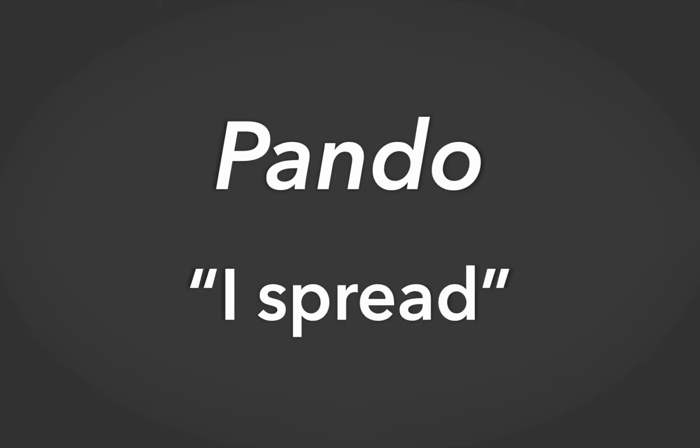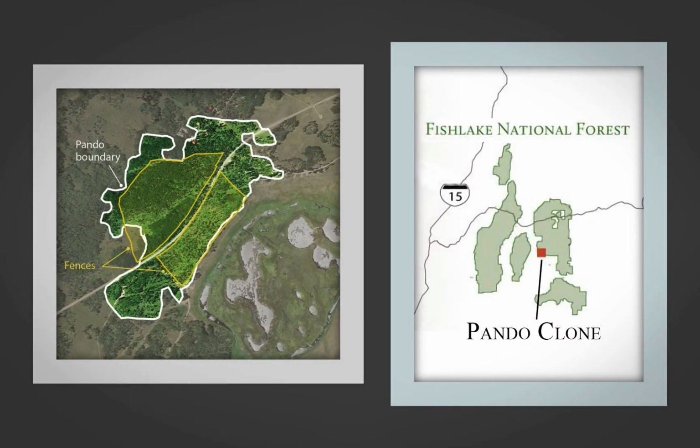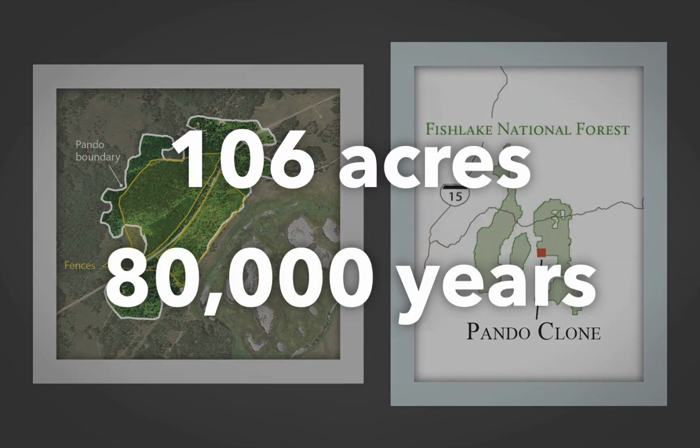Pando, which is Latin for "I spread," is the name of the oldest known aspen clone in the world, located in the Fish Lake National Forest in Utah. It is estimated to cover 106 acres of land and has been alive for 80,000 years. Now, how can that be?